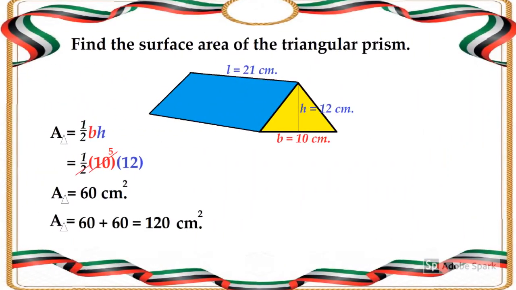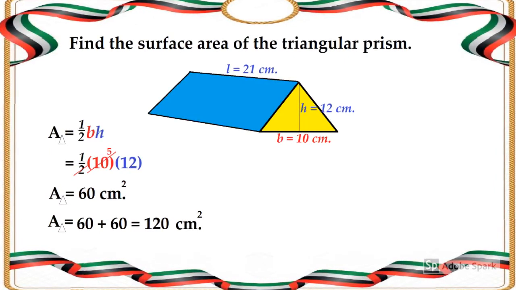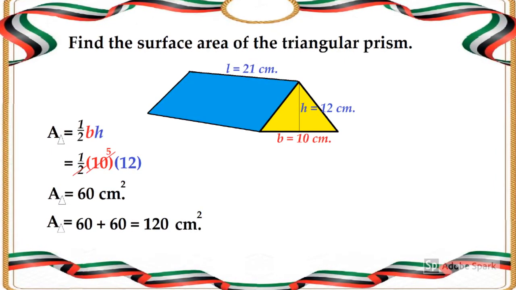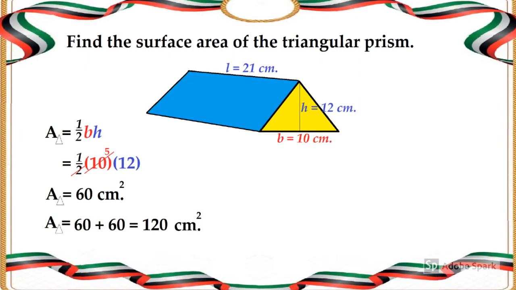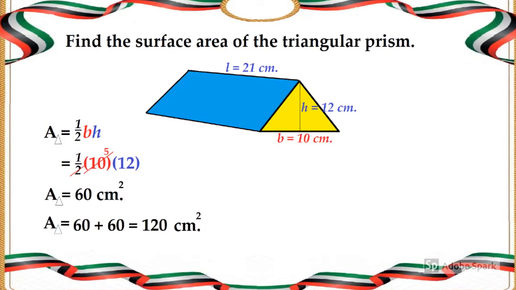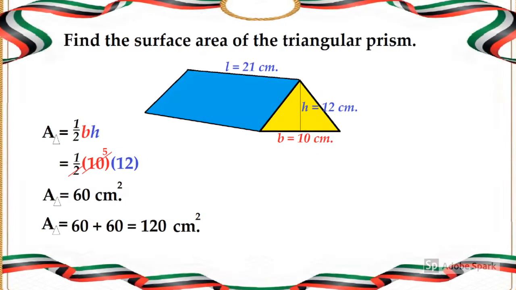But we have the front side and the back side as triangles, which are the two bases. So, we add 60 plus 60, which is equal to 120 square centimeters. That is the area of the triangular bases, the two triangles.